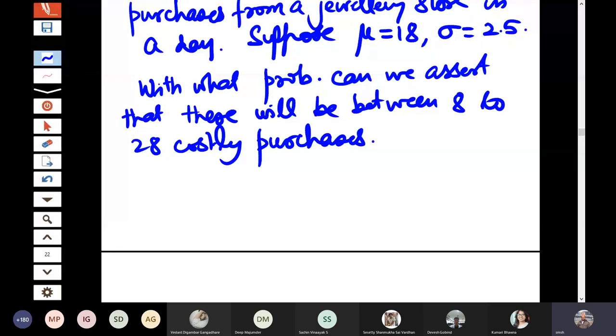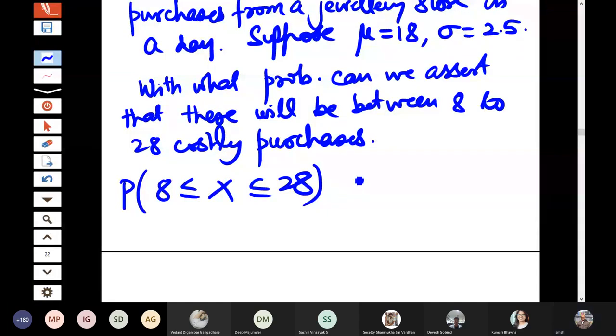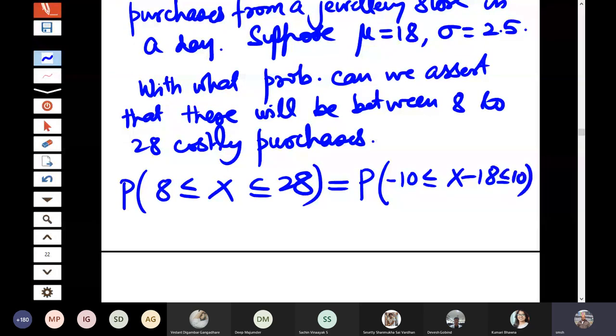with what probability we can assert that there will be between 8 to 28 costly purchases. So that means we are saying 8 less than or equal to x less than or equal to 28. I have taken a symmetric interval around the mean, that is 18. So that is nothing but minus 10 less than or equal to x minus 18 less than or equal to 10. That is the probability that mod x minus 18 is less than or equal to 10.